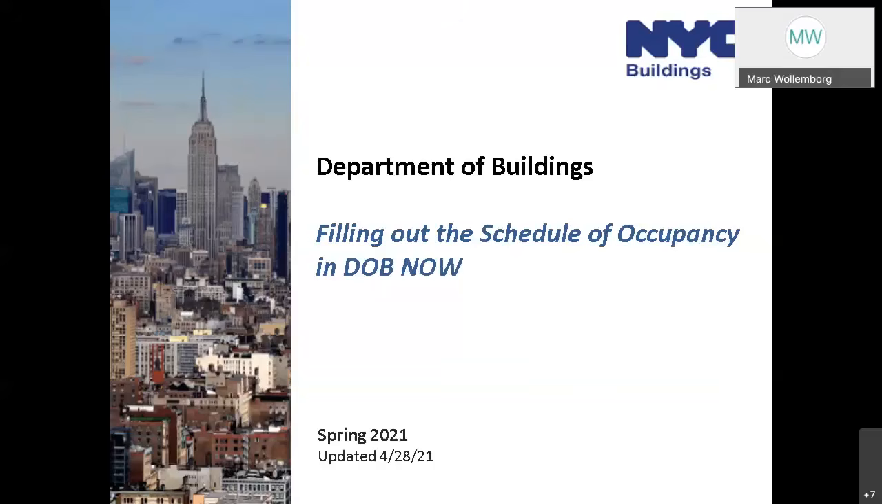It's only about 12 or so slides where we're going to go through a bunch of different scenarios of real-world cases that are out there in terms of buildings and various types of occupancy and what states they are in the construction life cycle, and how to complete the schedule of occupancy in DOB Now for those situations. So let us go through the dozen or so slides. It'll take about 45 minutes, maybe a little bit less, and then we will open it up to questions.